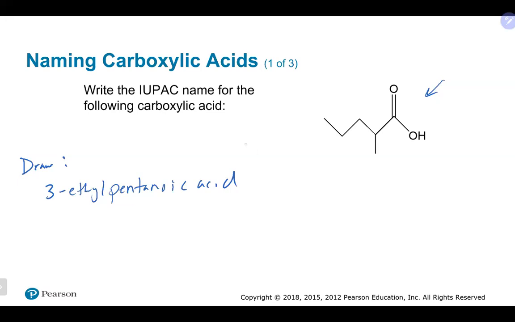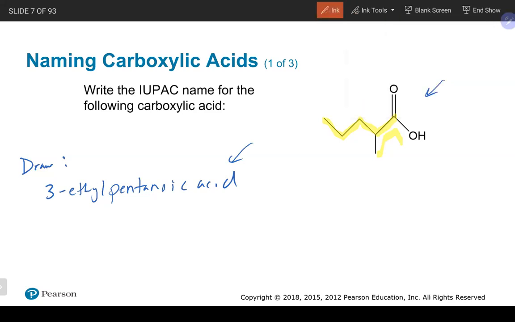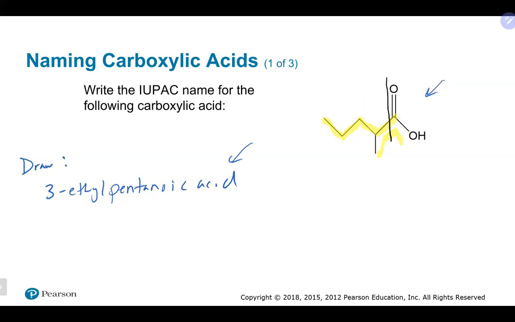Let's go with this first one here: 1, 2, 3, 4, 5 carbons. That looks like your longest choice. Remember, if you started here and went up this way, you would only get 3 carbons. So 5 carbons there based off of pentane. We see our carboxylic acid group, so we'll go with pentanoic acid.